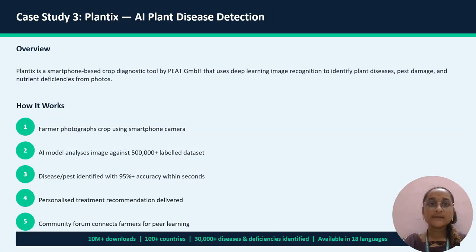And then the third case study. In this case study shows how the Plantix app uses AI to detect plant disease. Farmers can simply take a photo and the app quickly identifies the problem and suggests treatment. It is widely used across many countries and helps farmers take quick action to protect the crops.